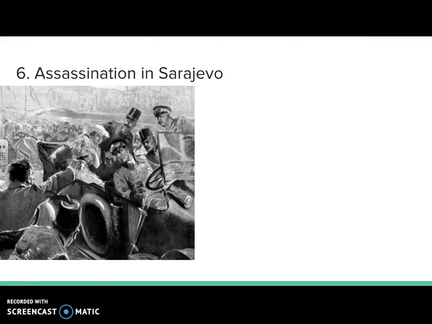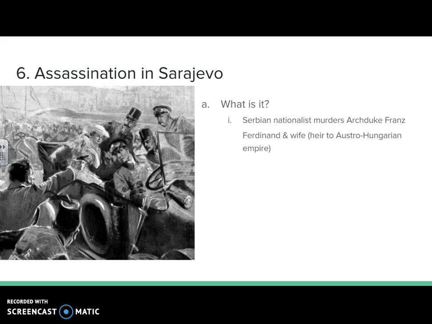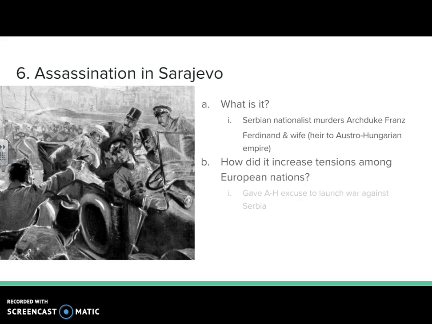And then finally, the last point we're going to talk about today is the assassination in Sarajevo. So a Serbian nationalist goes on and assassinates Archduke Franz Ferdinand and his wife. Now, Franz Ferdinand was the heir to the Austro-Hungarian Empire. When his uncle died, he was going to become the emperor. And this assassination definitely increases tensions among European nations.